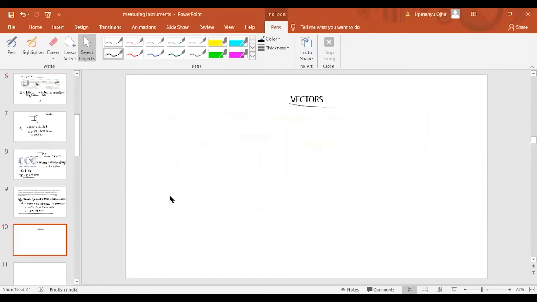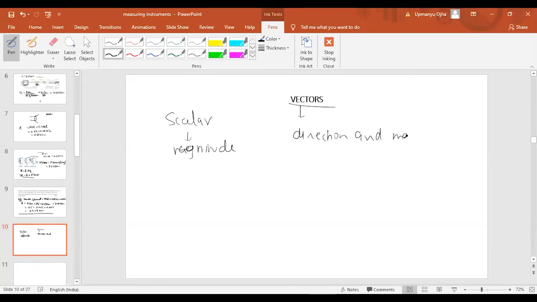Now, vectors. I think we know about vectors, so I'll give you a brief introduction. Basically, we have two kinds of quantities, vector quantities and scalar quantities. Scalars have only magnitude. Vectors have direction as well as magnitude.